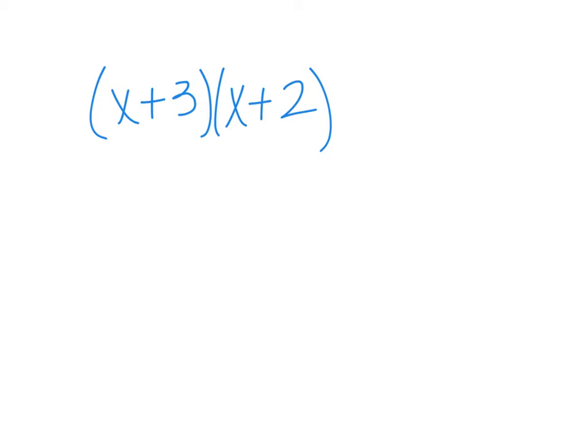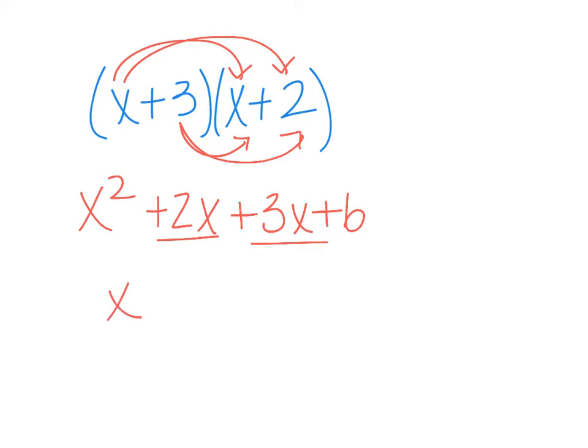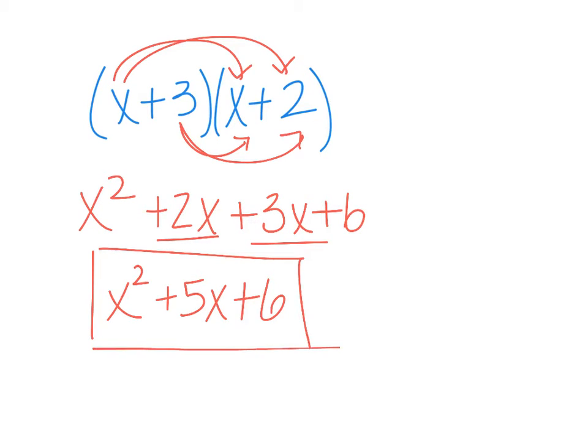I'll do that way first. So you can take the x times that x, right? And you get x squared. Take the x times 2, you get 2x. Take the 3 times the x, which is the 3x. And then 3 times 2, which gives you 6. And then finally, you're just going to combine like terms, and you get x squared plus 5x plus 6. So we just got a trinomial for our answer because it has 3 terms.